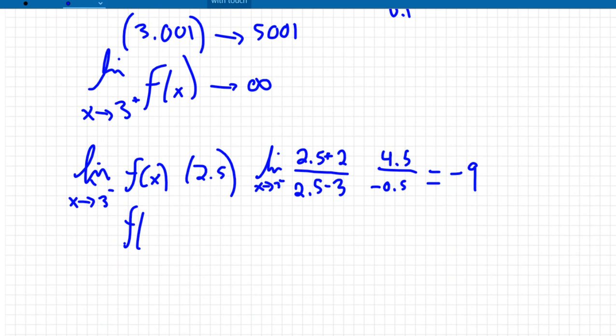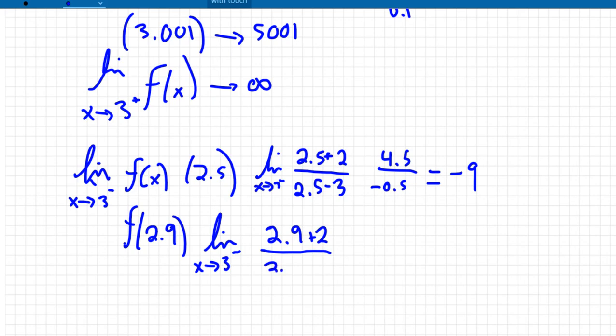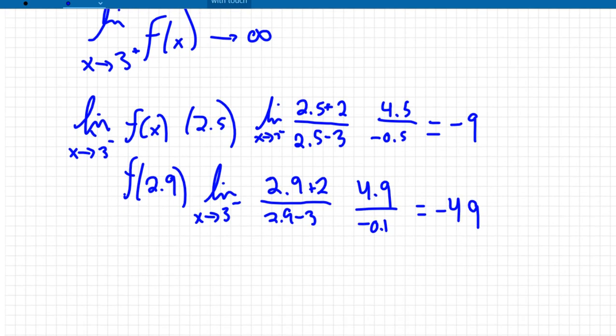So we'll go ahead and do it again. Let's see, 2.9 is a little bit closer to 3 than 2.5. So we'll do the limit as x approaches 3 from the left-hand side of 2.9 plus 2 over 2.9 minus 3. And that is 4.9 over -0.1, which is -49. So you'll see that this limit is actually getting closer and closer to negative infinity.